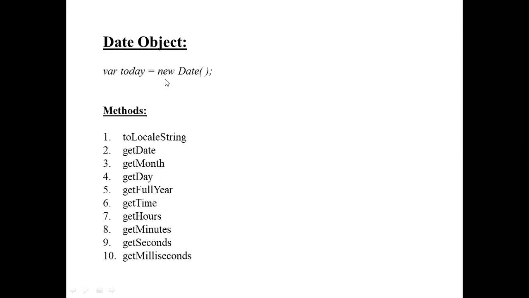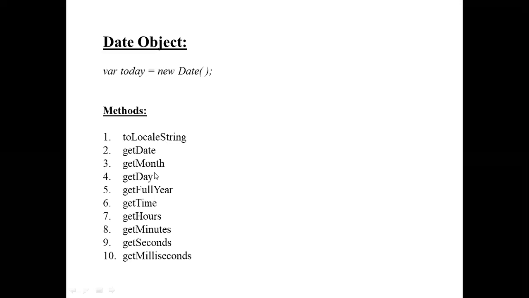If you want to get the day of the month, use today.getDate(). These are the methods available on the Date object. First, toLocaleString returns a string of the date information. Next, getDate returns the day of the month. Next, getMonth returns the month of the year as a number in the range 0 to 11.